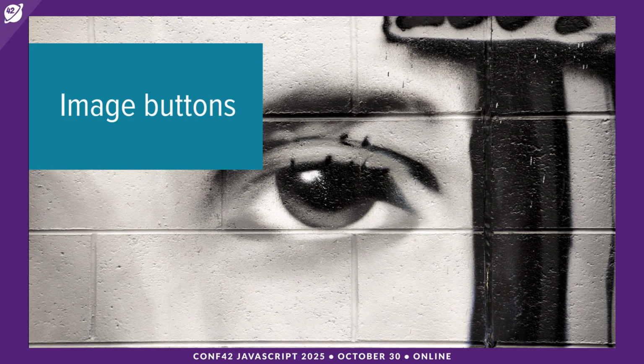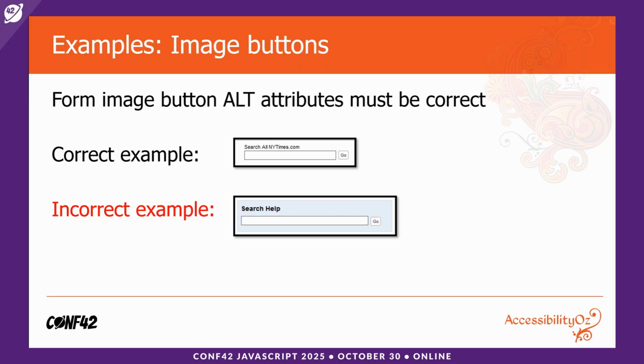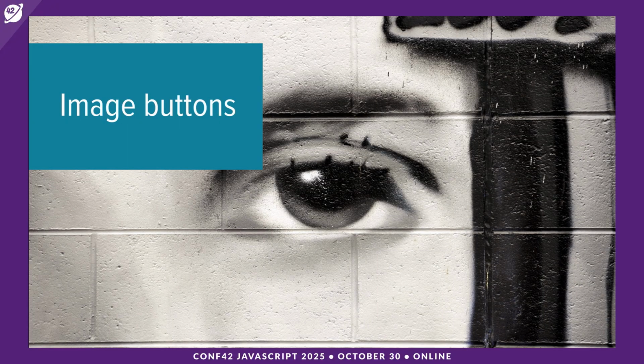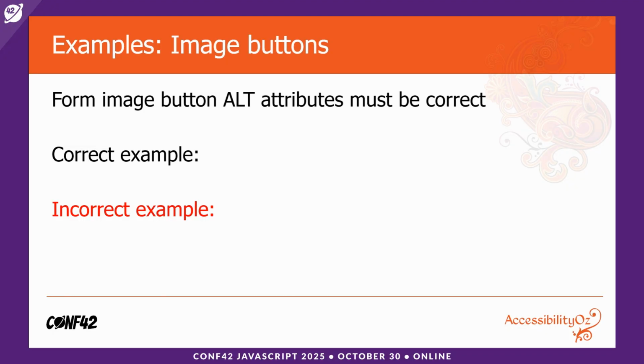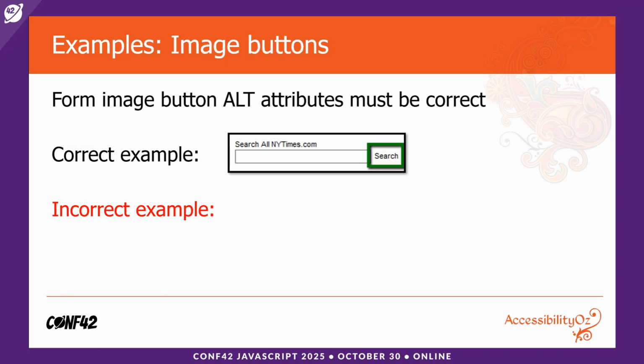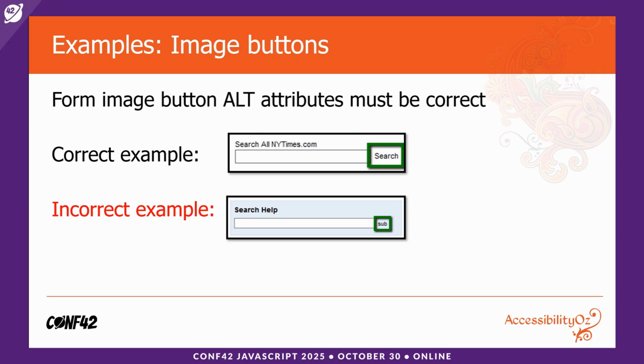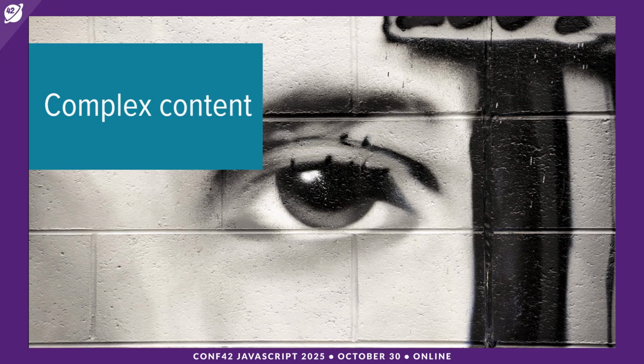Another thing to be aware about is image buttons. I know people don't use them a lot anymore, but there's still a few. Once again, your correct example. I know they aren't used so much anymore, but this is a correct example. You can see the image button has the text of search. Incorrect example, the image button has a text of sub. Not very useful.